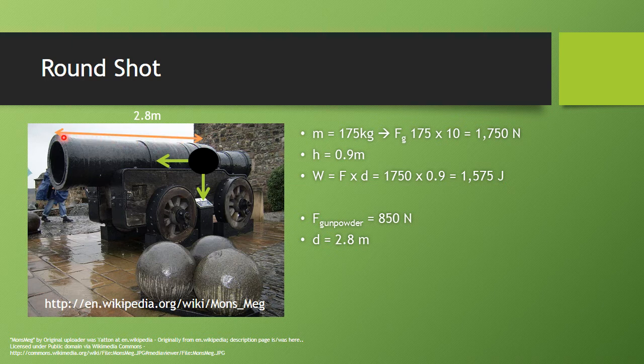So because it's moving in this direction, we use the force that is in that direction. So we use the gunpowder force, not the weight force. So in our equation, we put in 850 newtons multiplied by the 2.8 meters that it moved, gives us 2,380 joules.